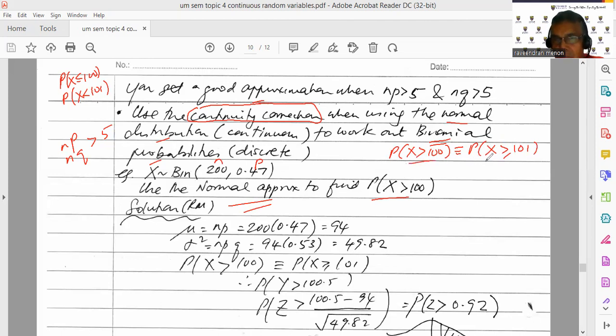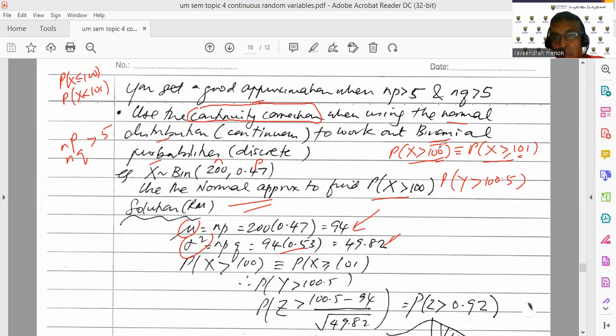So once you get this done, stop there and come back to find your mu for Y, which is NP, 200 times 0.47. You'll get 94. Sigma squared for Y, also easy, NPQ. Use a calculator and you'll get 49.82. So then we are about to start working with Y, correct? This is bigger than 100, which is the same as bigger than or equals to 101. So therefore, you will find probability of Y bigger than 100.5.